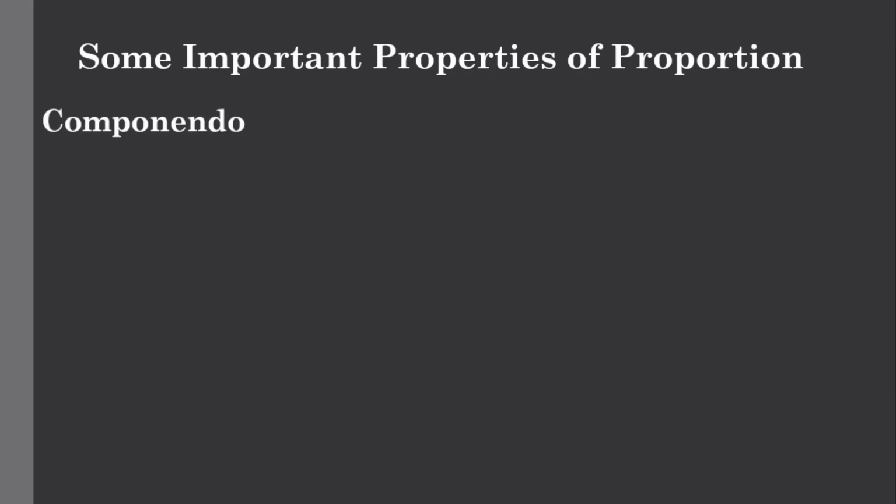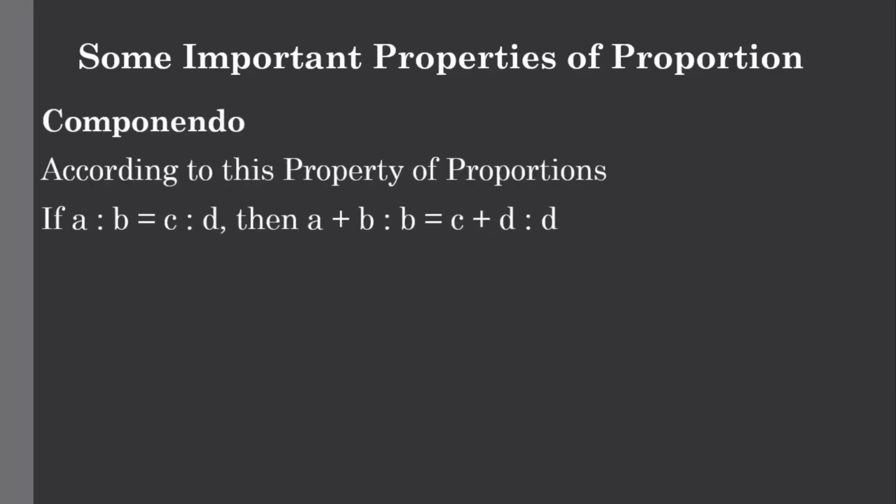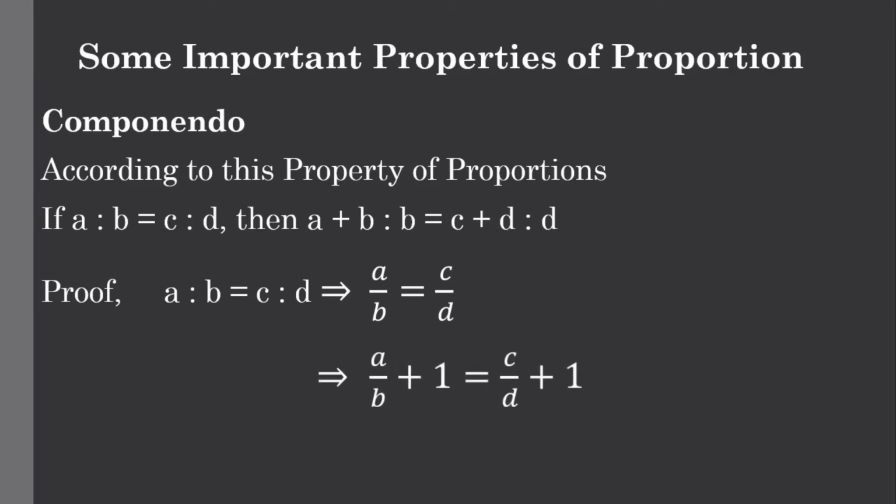The next is componendo. In this property, A plus B is to B is equal to C plus D is to D. Let's see how we can arrive at this. I'll write the proportion A is to B is equal to C is to D. In fraction form, I get A by B is equal to C by D. Adding 1 on both sides, what happens? A by B plus 1 is equal to C by D plus 1.